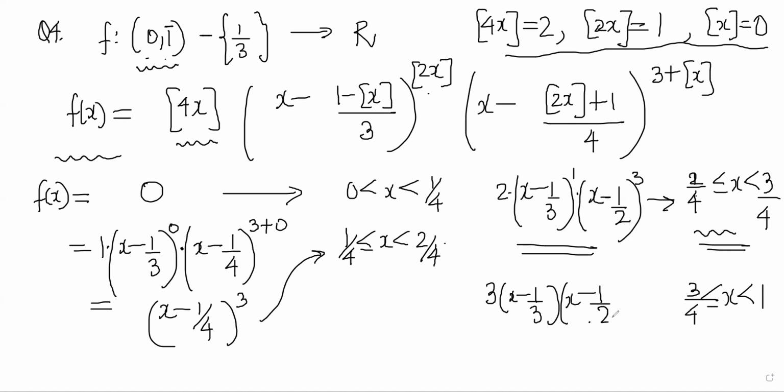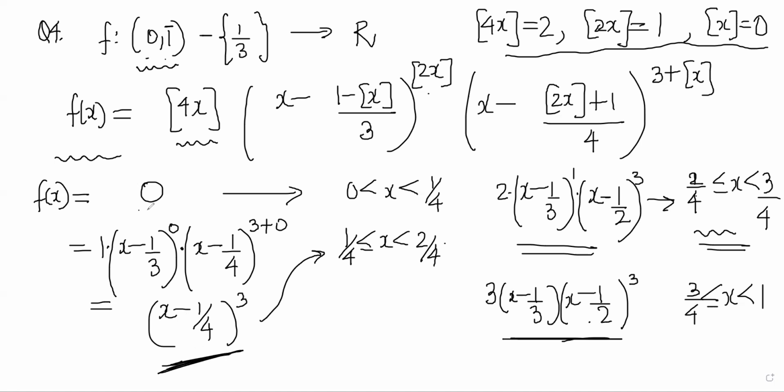Correct. (x − 1/2)^3. Why? Because this term will become x − [2x], and 2x is between 3/2 and 2, so [2x] is 1. So 1 plus 1, it is (x − 1/2)^3 plus [x], which is still 0. Correct. So these are my 4 piecewise defined functions.